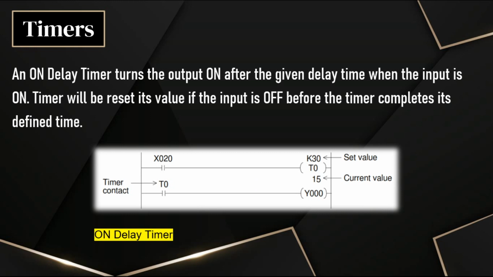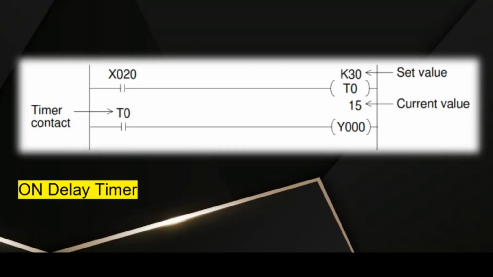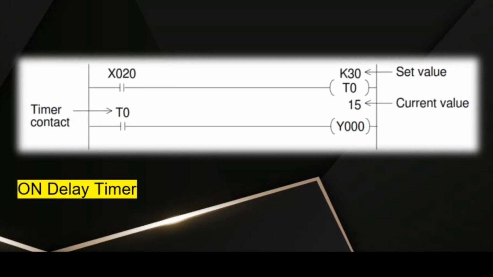The timer is an output instruction, like we already know how to use outputs Y0, Y1, Y2 and internal memory bits M0, M1, M2. Similarly, the timer is also an output instruction. We have to define the timer on the output side. See, this is one of the examples.